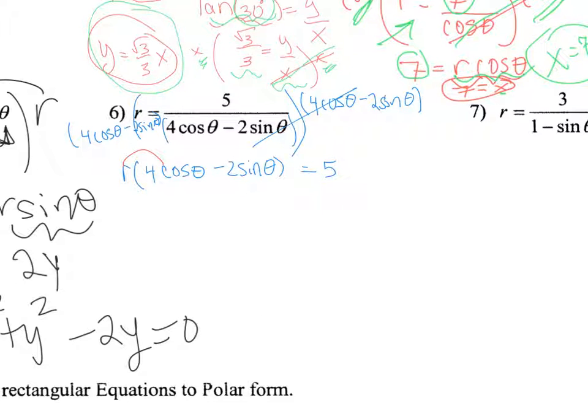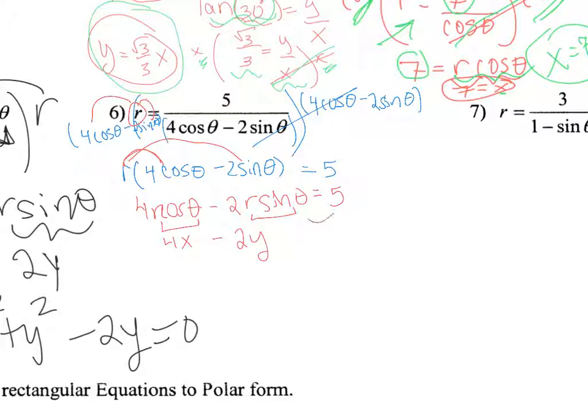So for this next one, we multiply by the denominator. And then on the left-hand side, we are going to distribute the 4 into both terms inside the parentheses. So r times 4 cos, r times negative 2 sine. So we get 4r cos theta minus 2r sine theta. Remember, when you see r cos, you can replace with x. When you see r sine, you can replace with y. We'll move the 5 to the other side, and then we have our final equation.